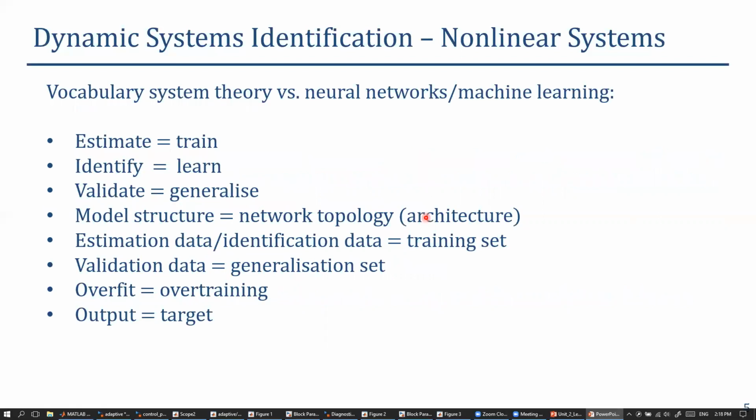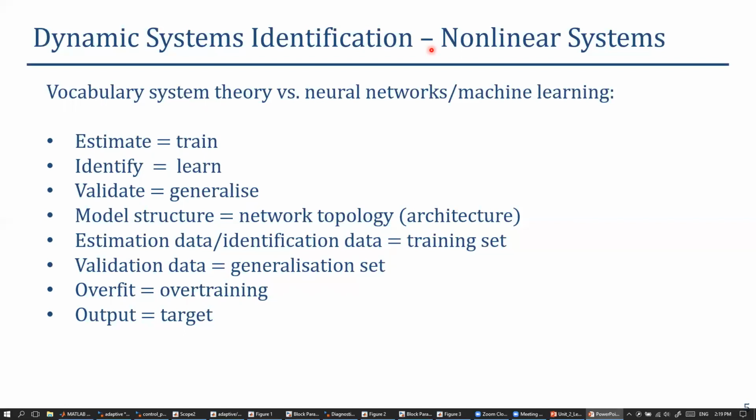Some vocabulary. It is important for you to know that most of the things are the same, they're just called differently. Let's say to estimate the parameters also means to train the parameters. That's what the machine learning people would tell you. Identify means learn, validate means generalize. What we call the model structure, they would call the neural network topology or architecture.